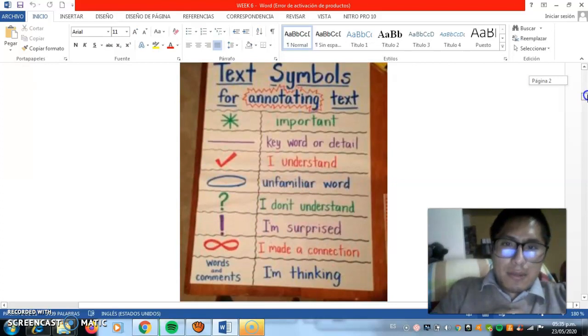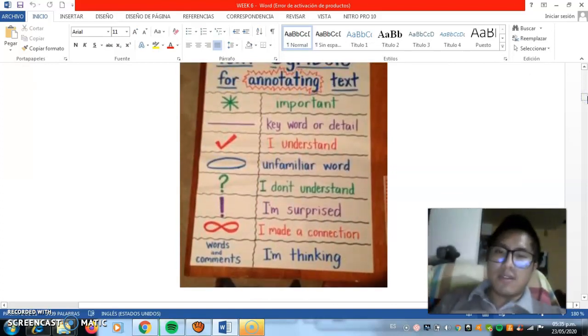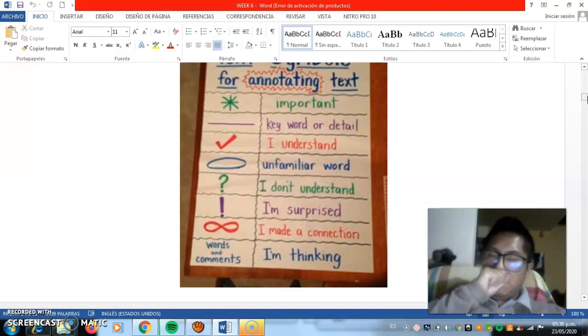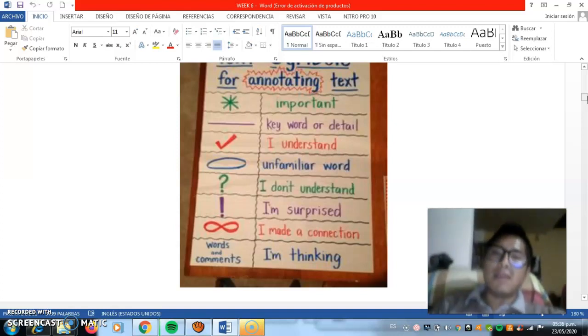Text symbols for annotating a text. You should consider this, especially in English. First of all, apply it yourself, and later you can apply it with your students. Because if you apply it first, you will have experience to know how to use it and which important aspects you can consider and also assess for your students.